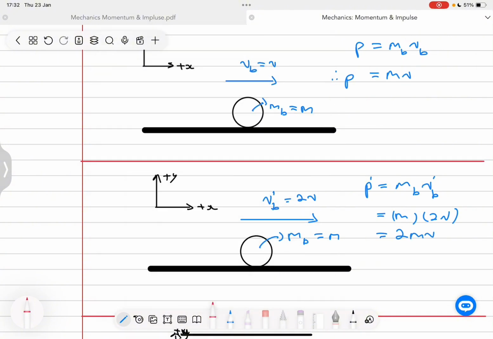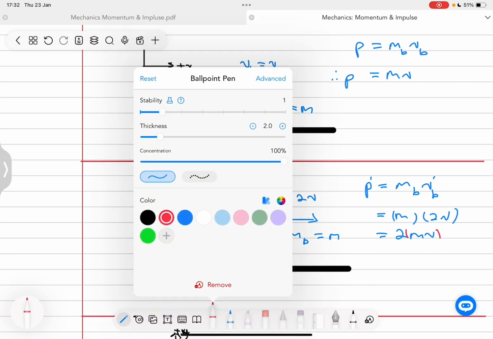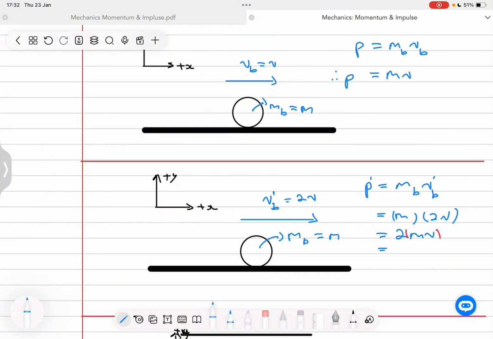Now at this stage, I can group the mv together by putting brackets like that, so that now you can see that I'm going to have 2. Notice that the mv is this p here because mv is the same as p. So this means now I'm going to have 2p. That means my new momentum p prime is equal to 2p. What does this mean? This means that if I double the velocity, the original momentum that I had will also double. I'm going to have 2p as well.